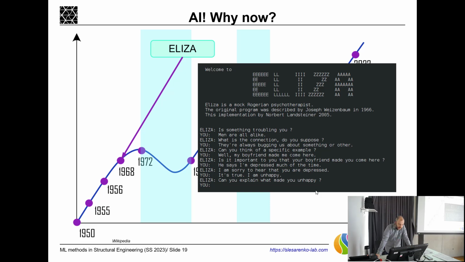ELIZA: Is something troubling you? Men are all alike. ELIZA: What is the connection, do you suppose? They're always bugging us about something or other. ELIZA: Can you think of a specific example? Well, my boyfriend made me come here. ELIZA: Is it important to you that your boyfriend made you come here? He says I'm depressed much of the time. ELIZA: I'm sorry to hear that you are depressed. It's true, I'm unhappy. ELIZA: Can you explain what makes you unhappy?